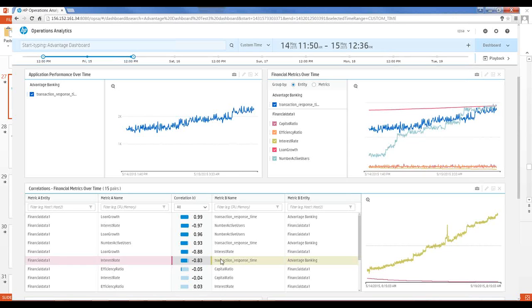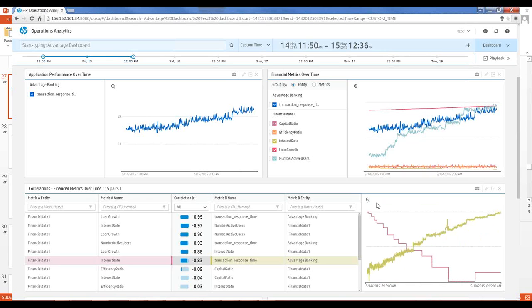What that means is if the interest rate goes down, more users come into the system, and so we have a worse transaction response time. And so this is probably the cause of this issue.